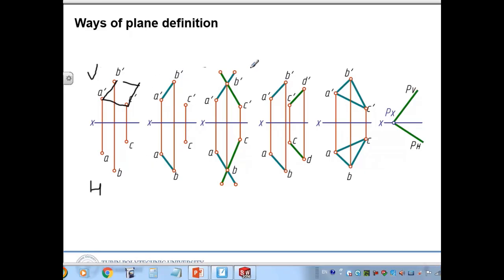The third way is intersecting lines. 2 lines are given, the A, B line and the B, C line, where the B point is the intersection point of the 2 lines. So with 2 intersecting lines we can also give a plane. The fourth way is 2 parallel lines. By giving 2 parallel lines, we can generate a plane.